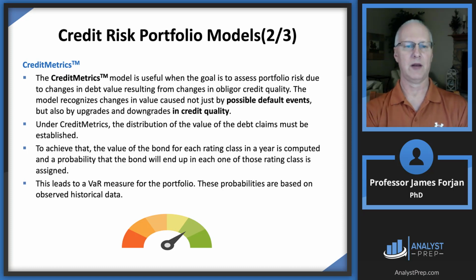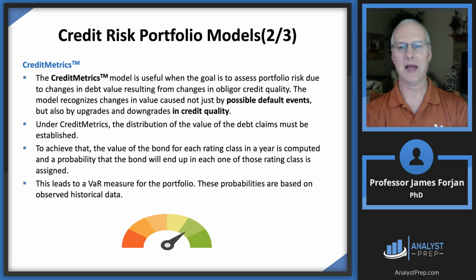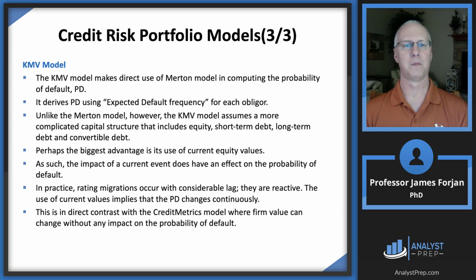Let me go ahead and read these last two bullet points, because I think these are important here. The value of the bond for each rating class in a year is computed, and a probability that the bond will end up in each one of those rating classes is assigned. And what that does, of course, is give you a distribution all the way over to the left-hand side, which means that this model lends itself to using value at risk.